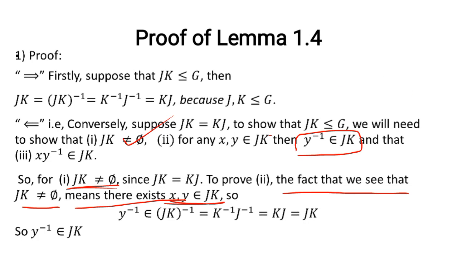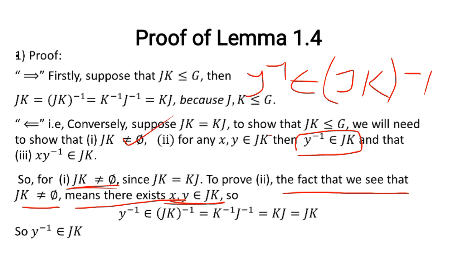With that said, we can easily tell that because JK is not empty, there exist X, Y in it. Therefore, if Y inverse were to lie in any of them, it would be lying in this particular one, the one with the inverse. Agreed? Because each of them is a subgroup, right? Okay, so I can do that. And I know that Y lies in JK itself, so it will lie in the inverse of it.